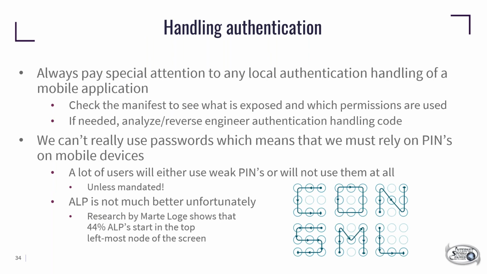So whenever I'm testing a mobile application, I like to pay special attention to any local authentication handling of that particular mobile application. So I always want to check the manifest, for example, to see what is being exposed, which permissions are used. And then if the application, for example, locally checks authentication, I always like to see how it handles my passwords or pins. Unfortunately, with mobile devices, since it's a little bit difficult to enter passwords, a lot of applications and users will typically use pins, right? And those pins will be 4 or 6 digits.